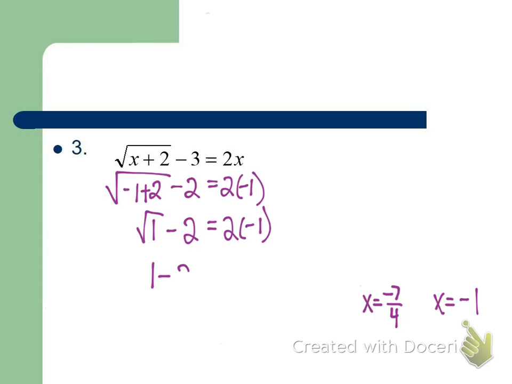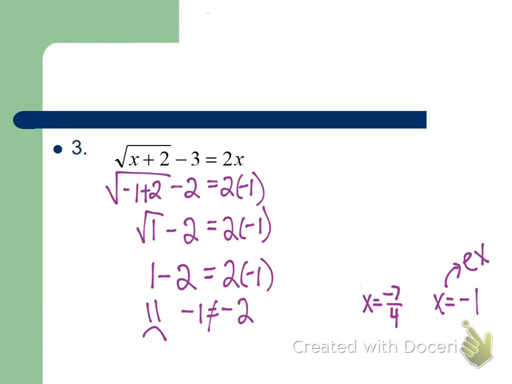All right. 1 minus 2. What's 1 minus 2? -1. And on the other side, we actually have something to calculate. 2 times -1 is -2. Is this one extraneous? Yes, it is. Those are not equal, sad face. So this one would be extraneous.